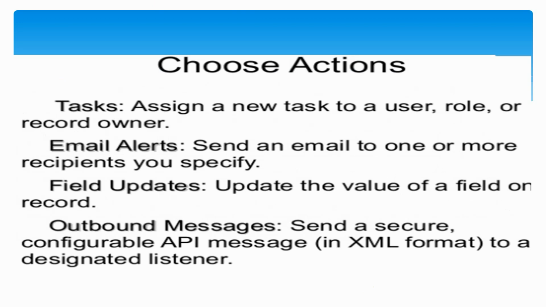Also, a workflow can do 4 types of actions. It can assign a new task, send an email, update a field, and send an outbound message. Okay, so now what we are going to do is whenever a new student gets created, we are going to create a task of creating an identity card, send a welcome email and an email to all the team members for preparing a welcome kit, and third is we are going to update that student as confirmed. Okay, so these are the 3 tasks we are going to do.